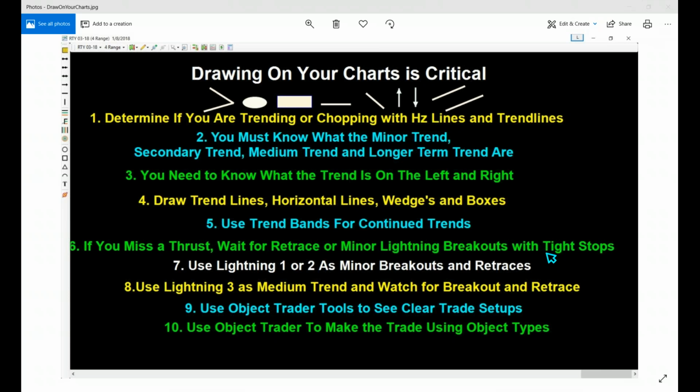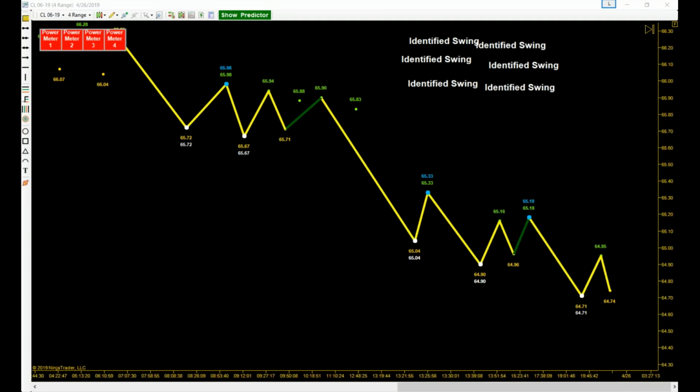So what I'm going to do now is let's look at crude oil. And for some newer people in the room, first off, I want to talk about lightning 3 and what I consider to be the medium trend. Because when I look at a chart, I look at both directions. We talked about this last Monday, but I think it's one of those that needs to be repeated. To give an example, we've got a low here, a high. Do we have a higher low yet?